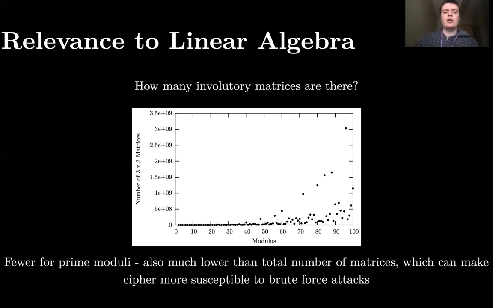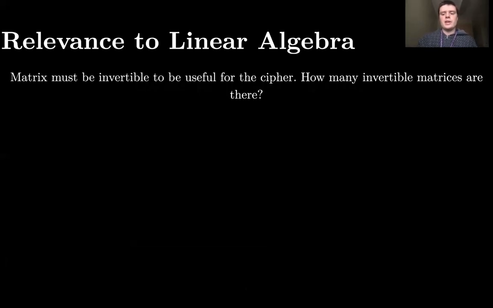So if an attacker knew that you were using an involutory matrix to perform this cipher, then they could do a brute force attack much more feasibly than if you were just using any old matrix. But you can't just use any old matrix in this cipher because the matrix has to be invertible for decryption to work. So how many invertible matrices are there?